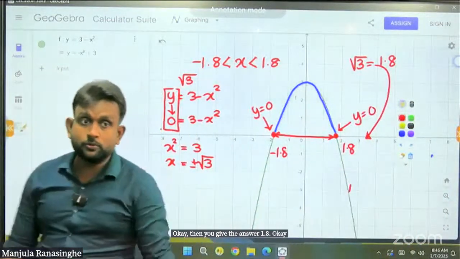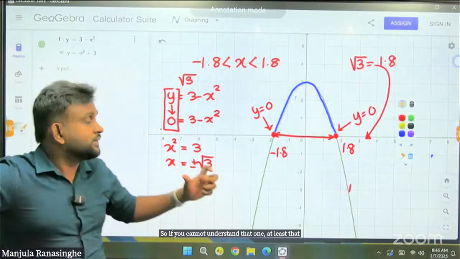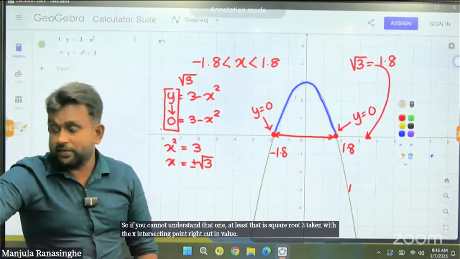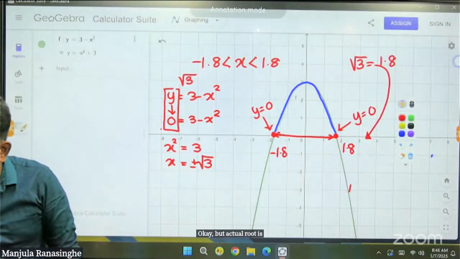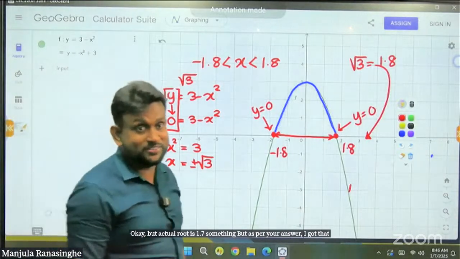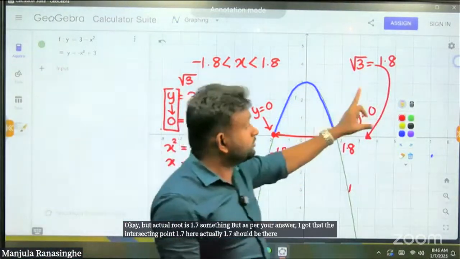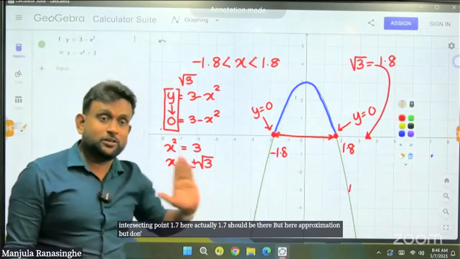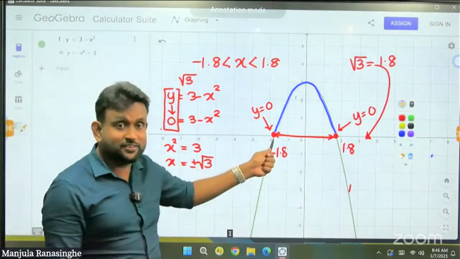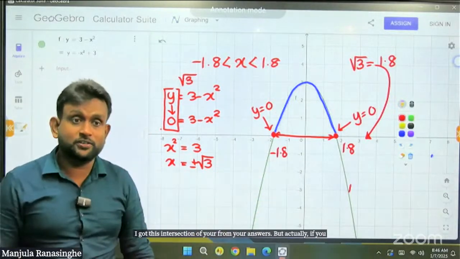Okay, right, understood. So if you cannot understand that one, at least that square root 3 taken with the x intersecting point, right, cut in value. Okay, but the actual root is 1.7 something, and as per your answer, I got the intersecting point 1.7. Here actually 1.7 should be there, but here is an approximation, but it doesn't vary much. If it is 1.7, better to have the answer 1.7. I got this intersection from your answers, but actually if you draw it, that cuts at 1.7.